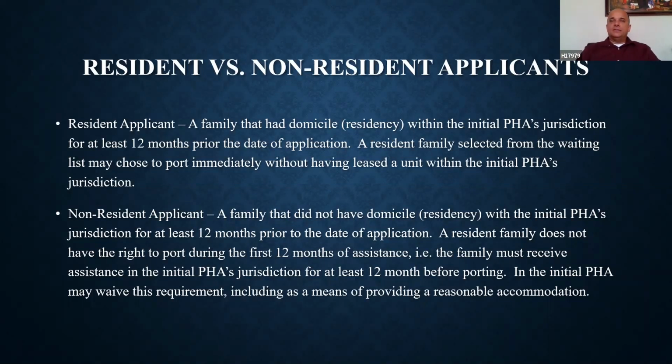Just to give you an example, I dealt with a case a few years ago with a lady who had applied for assistance. Between the time that she applied and the time that she was selected off the waiting list, she was diagnosed with cancer and needed to do treatment in another community. So in that case, she made a request for a reasonable accommodation, and the PHA acknowledged that request and allowed her to move, even though she had not lived in the initial PHA's jurisdiction for at least 12 months.